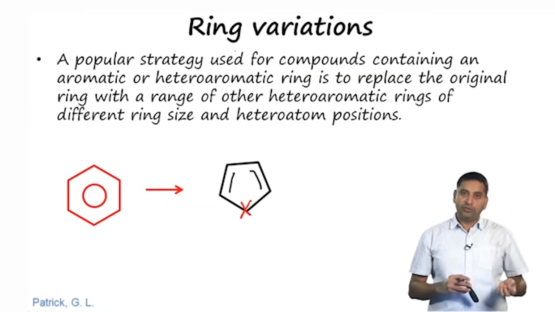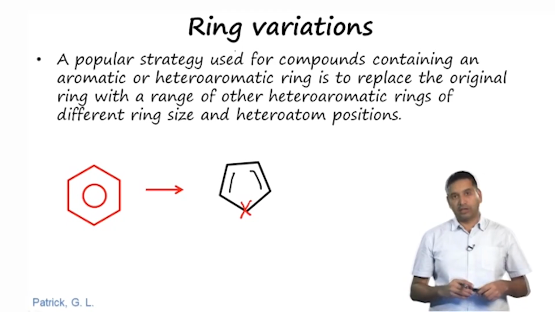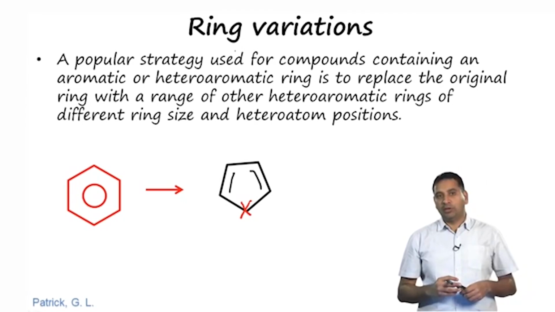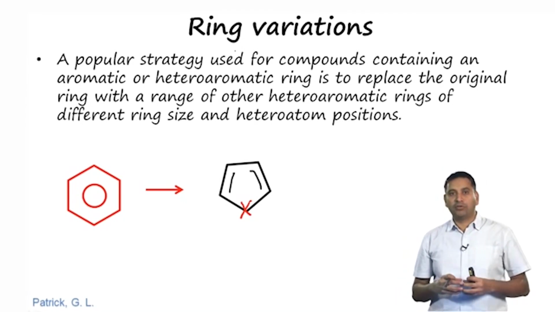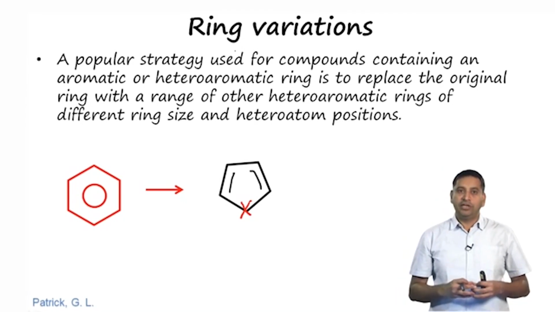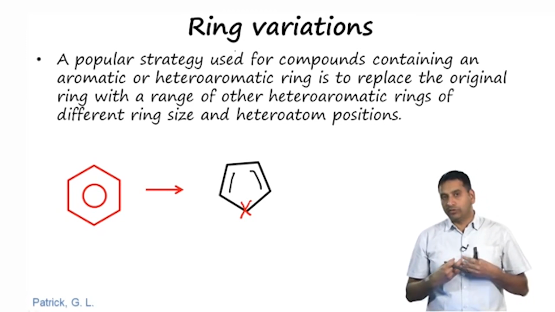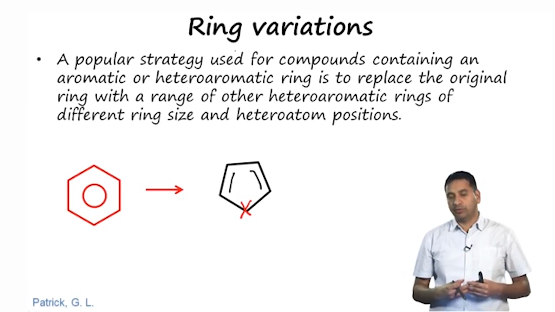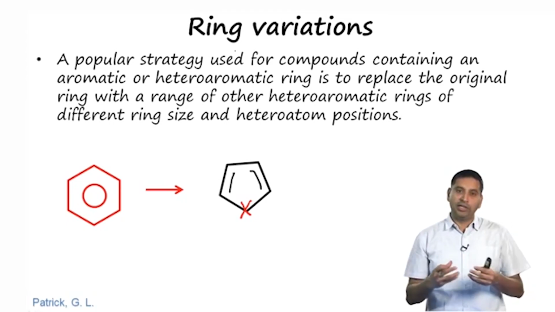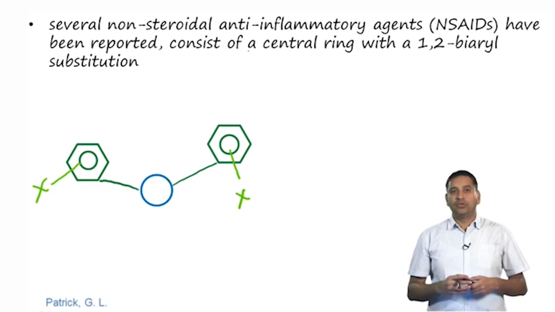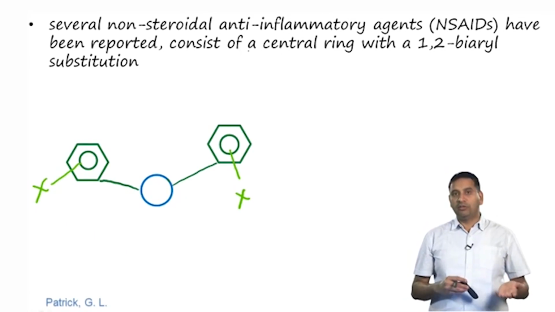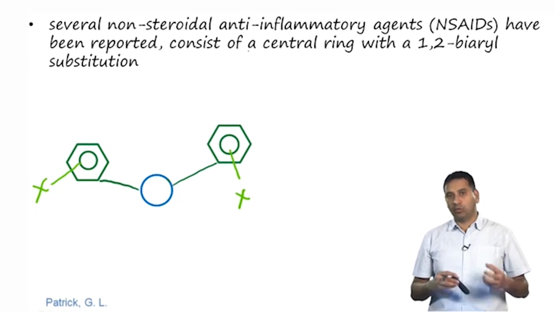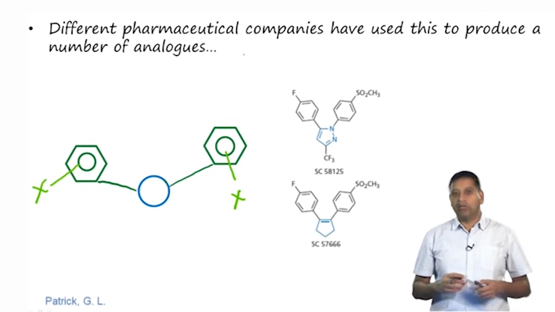Another popular strategy which is used in order to optimize the drug target interactions is to vary the ring. So for example, a benzene ring may be an important part of your drug. Now the benzene ring can be converted to a heteroaromatic ring, or we can put in a substituent on the benzene ring, and this is a very popular method to vary the drug target interaction. So there are a number of non-steroidal inflammatory drugs which have this 1,2 biaryl system which is attached to a central ring. So we shall look at these examples.